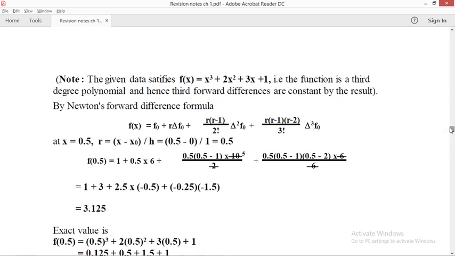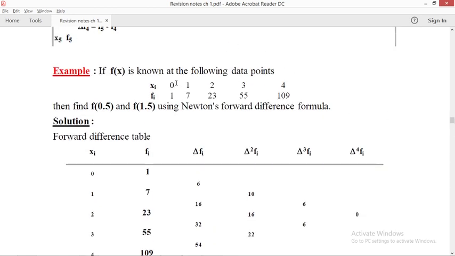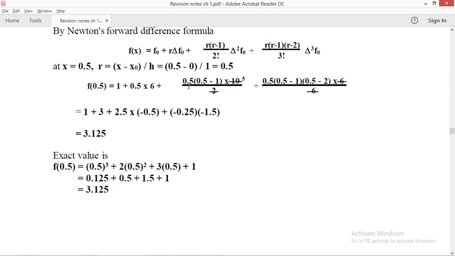Now we use the forward difference formula from the table and we find out the value of f of 0.5. So at f of 0.5 we have x minus x naught upon h. Now x is obviously 0.5 and x naught is 0. That x naught is the first value, which is 0, upon the difference. Now you see what is the difference between the given data. It is 1 unit. That's why we have 1 over here. My answer is 0.5.